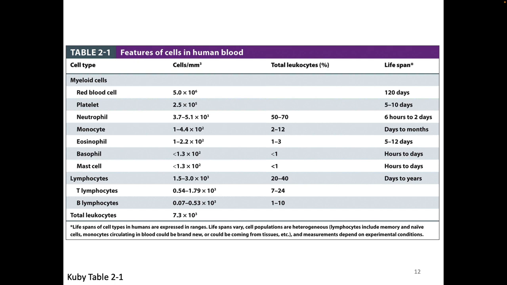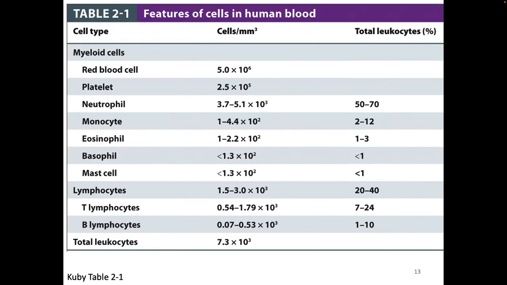Just zooming in on this table, we also have big differences in how many cells you have per milliliter of blood of these different types. Notice with the red blood cells, this number is times 10 to the sixth. When we get into all of these white blood cells, which start here, we're at 10 to the third or 10 to the two. So there's a big difference in how many of them we see in the blood. Kind of makes sense. Blood is red, not white.